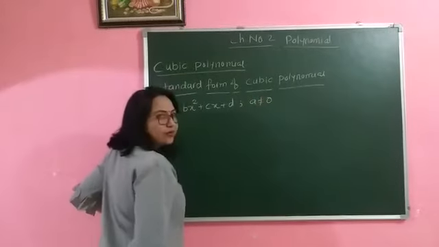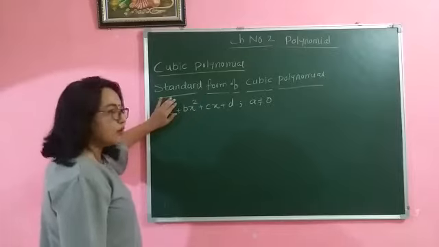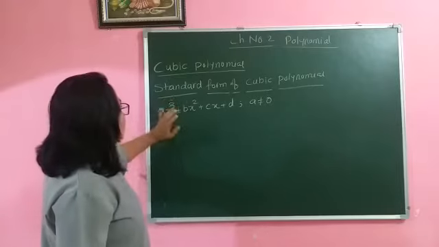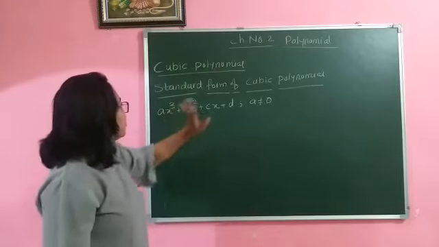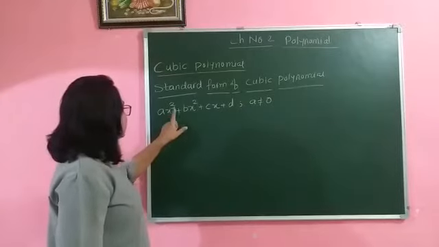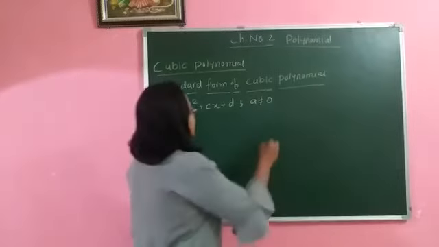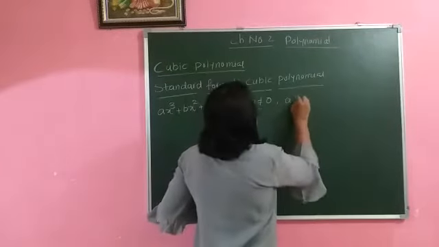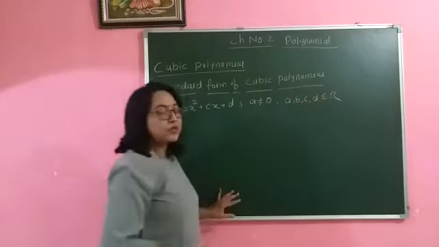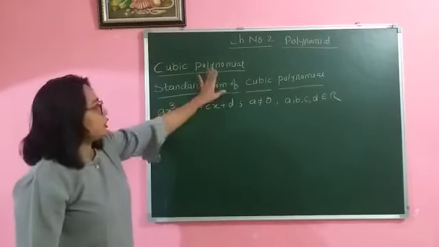going to be 0, because if a is 0, then what will happen? This term will get cancelled, so you will get a quadratic polynomial. And here we want a cubic polynomial. So the highest power is 3, and the coefficient of the highest power, that is x cube, is never going to be 0. And a, b, c, d all are real numbers. So this is the standard form of cubic polynomial.